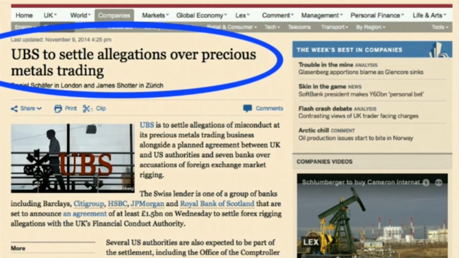Here is an example from the Financial Times of London. UBS to settle over allegations of precious metals trading. Right there, I'm annoyed at this headline. Why would you settle over allegations of trading precious metals? Trading precious metals is perfectly legal. You know, in a media where they sensationalize everything, why not say exactly what it is? UBS to settle over allegations of precious metals rigging.